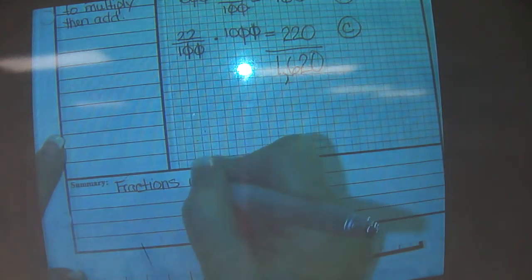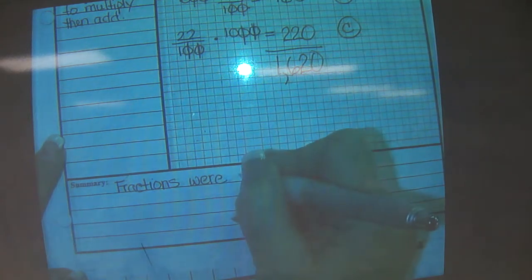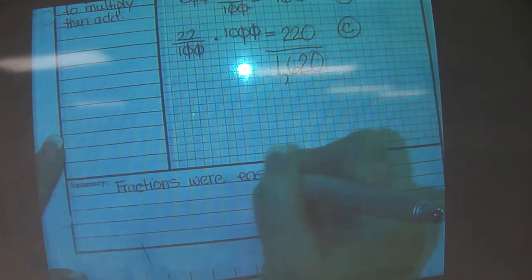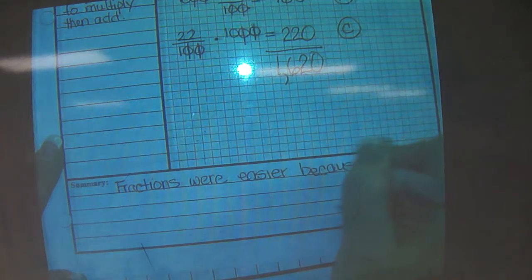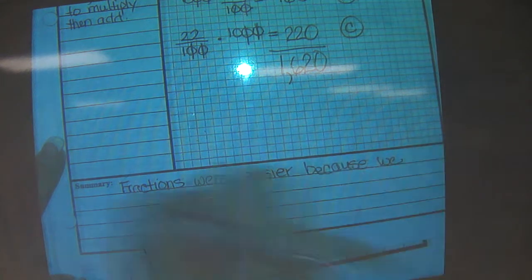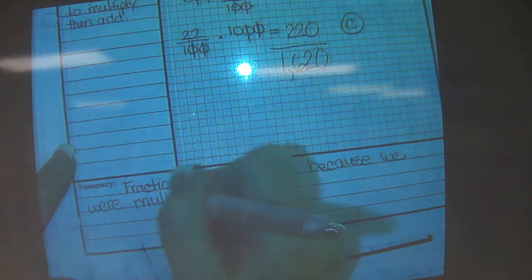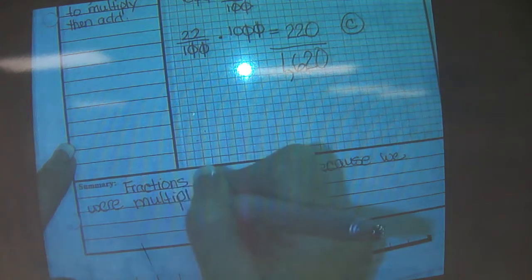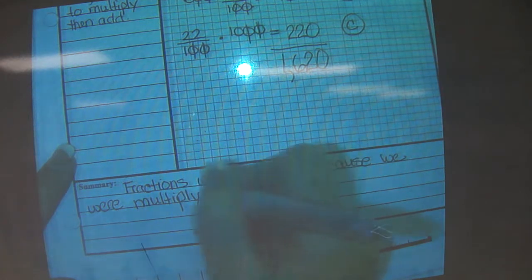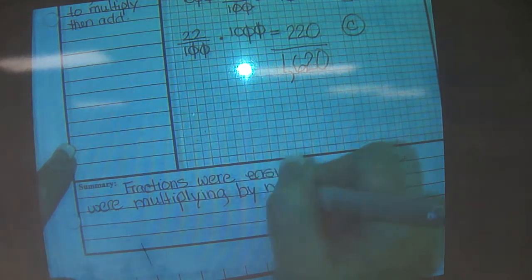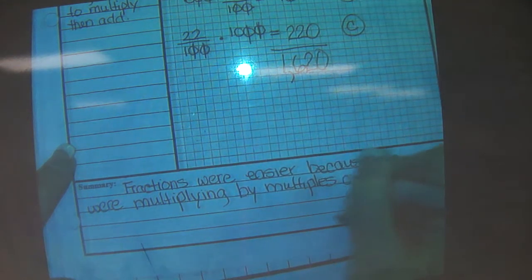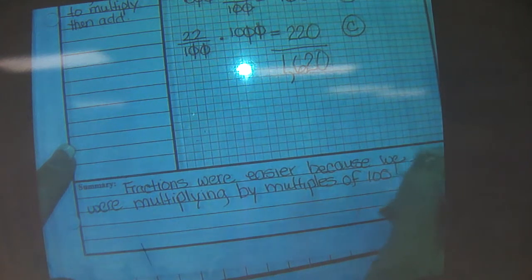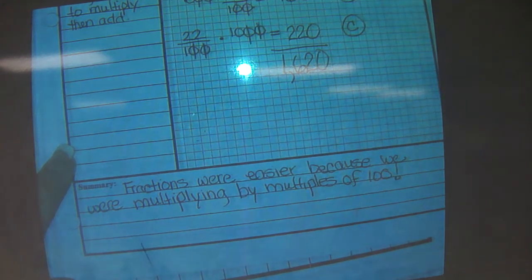But why were they easier? Because you can divide by 100. Yeah, they're easier because we were multiplying by multiples of 100. And then add something else that you learned from this example.